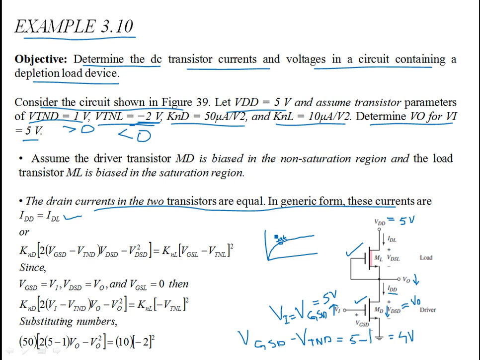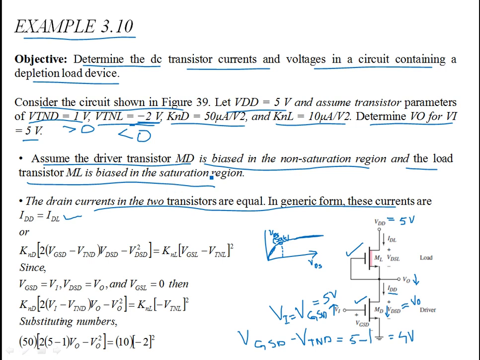So this is your VDS sat. That transition point is somewhere on the VDS axis, and this is for the load transistor. If your output voltage is small, then you should be somewhere here. For large VDS, you bias your transistor in the saturation region. So this is an assumption. Let's assume that the driver transistor MD is biased in the non-sat region, and the load transistor is biased in the saturation region. Let's continue with this assumption.